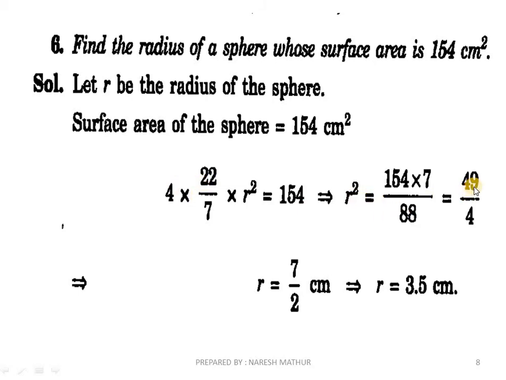So r square will equal 49 by 4. By taking the square root on both sides, r will equal 7 by 2, or we can say r equals 3.5 centimeter.